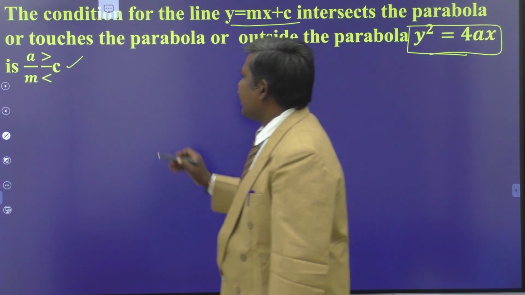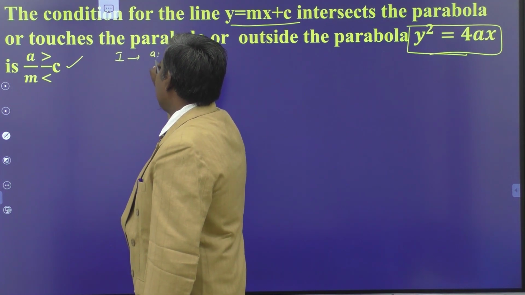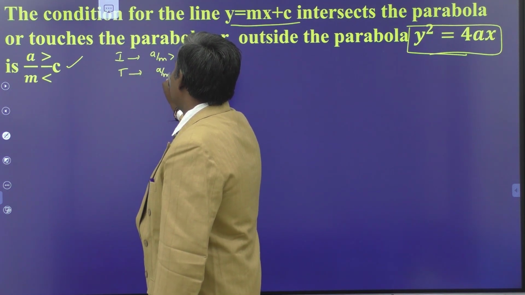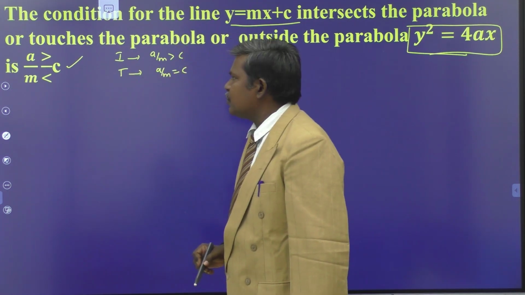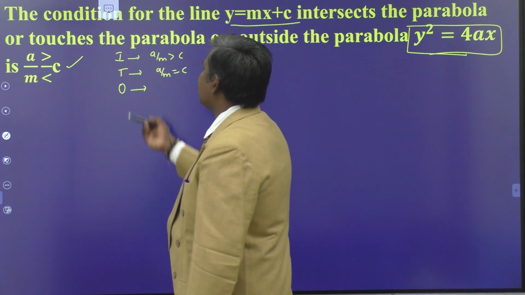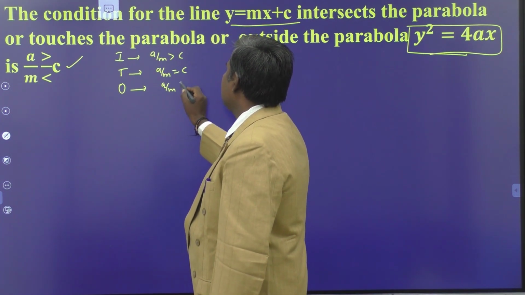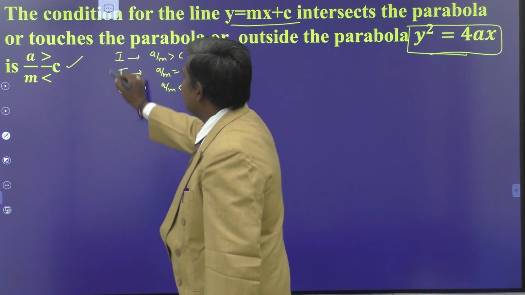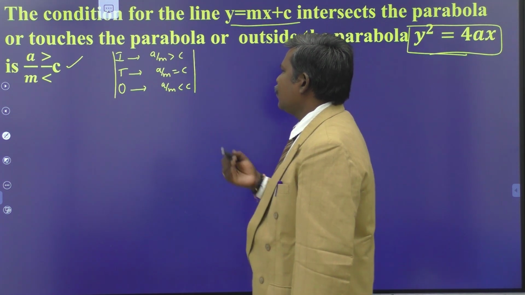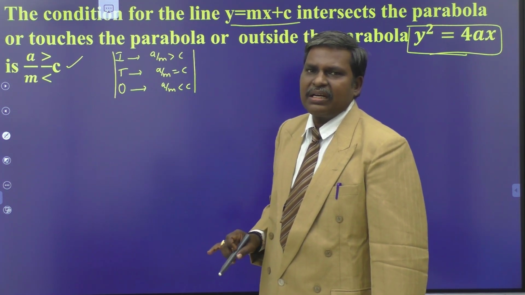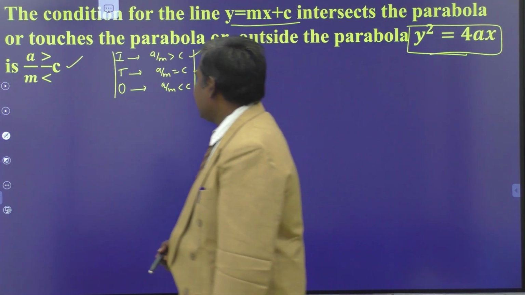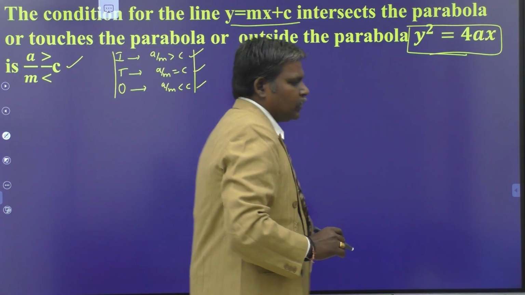and completely outside when the condition is a by m less than c. So for intersecting, what is the condition? A by m greater than c, you have to prove that. For touching, we have to prove that a by m is equal to c, that means c is equal to a by m. And for the line completely outside the parabola, you have to show that a by m is less than c. These are the three conditions you are going to prove. I stands for intersect, T stands for touches, O stands for outside, the position of the line with respect to the parabola as we discussed in the last slide. Okay, ITO.